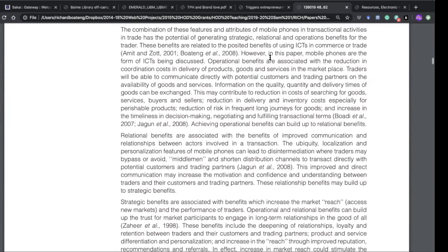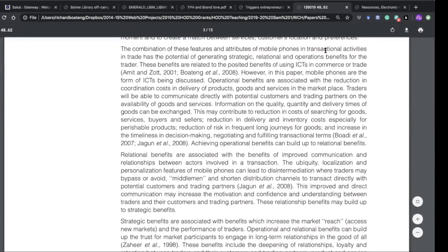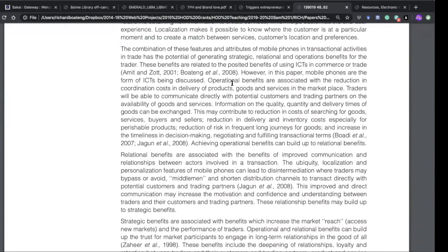The combination of these benefit features and attributes of mobile phones in transaction activities in trade has the potential of generating strategic, relational, and operational benefits for the trader. These benefits are related to the posited benefits of using ICT in commerce, or the argued benefits of using ICT in commerce. So now, however, in this paper, mobile phones are the form of ICTs being discussed. Operational benefits are this. Relational benefits are that. Strategic benefits are that. This is also coming from a different understanding.